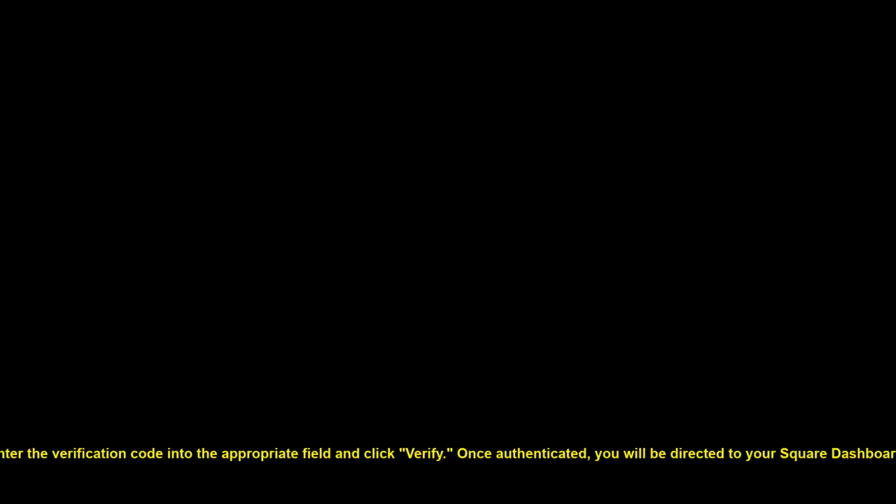If you have enabled two-factor authentication, you'll receive a code via your chosen method. Check your email or mobile device for the verification code. Enter the verification code into the appropriate field and click Verify. Once authenticated, you will be directed to your Square dashboard.